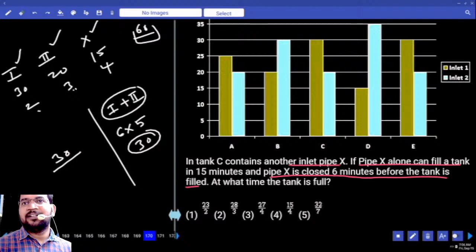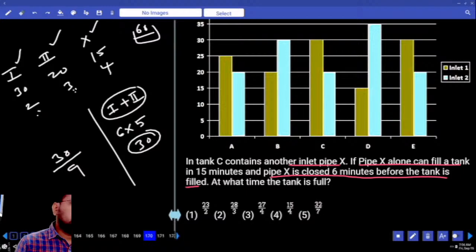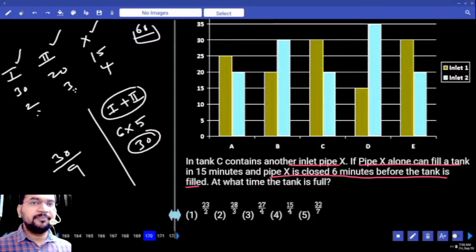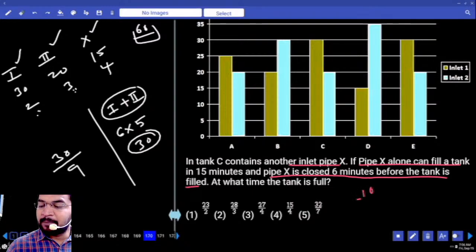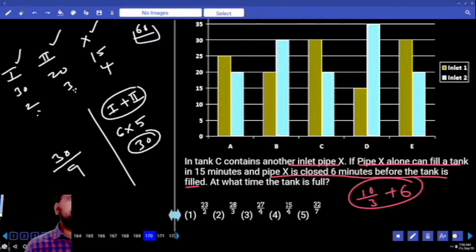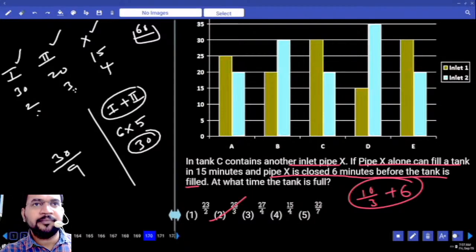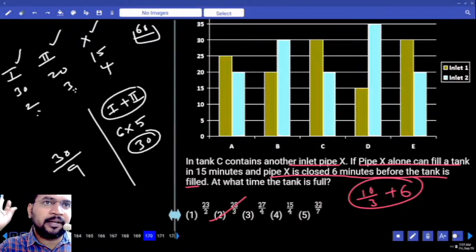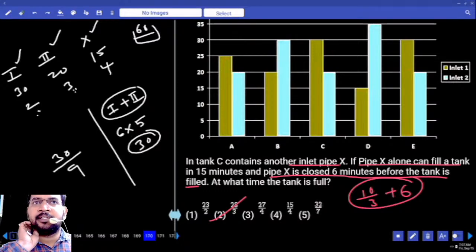So all 3 efficiency is what? 9. 30 by 9 is nothing but 10 by 3. 10 by 3 plus the last 6 minutes. 10 by 3 minutes is the starting, and the last 6 minutes. Together is how much? 28 by 3. In the last 6 minutes X is not there. Before that it is closed, before 6 minutes. They are asking how much time the tank will be full.